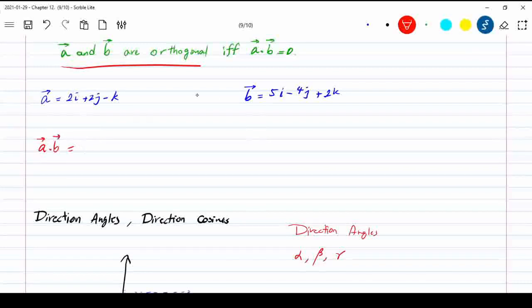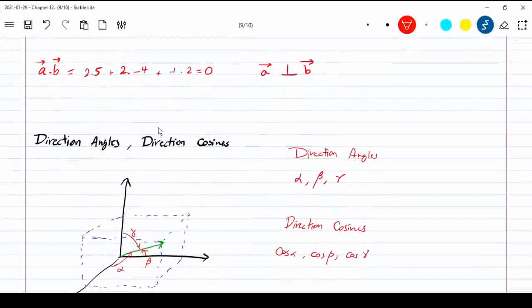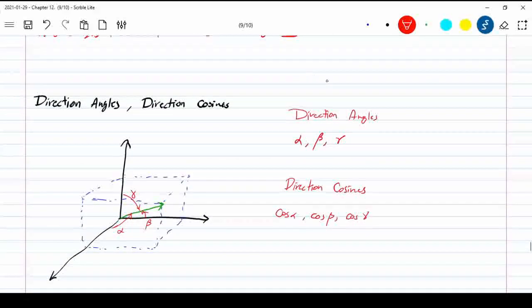So the components are 2, 2, negative 1, and 5, negative 4, and 2. You can do 2 times 5 plus 2 times negative 4 plus negative 1 times 2. If you add them up, you'll get 0, which means A is orthogonal to B. This is one way to mention that they are orthogonal. Or you can say the cosine of the angle between is 0, or theta is 90 degrees, doesn't matter. Okay, this was not complicated either.